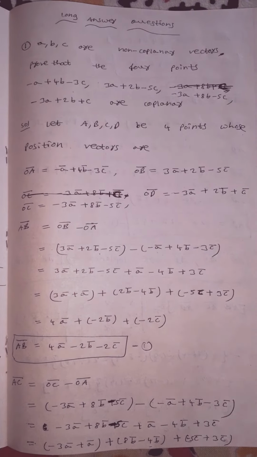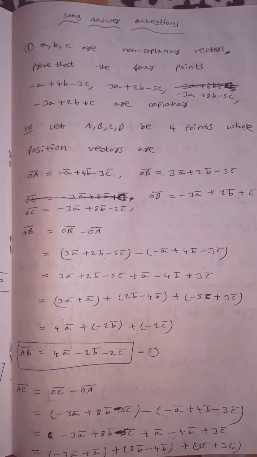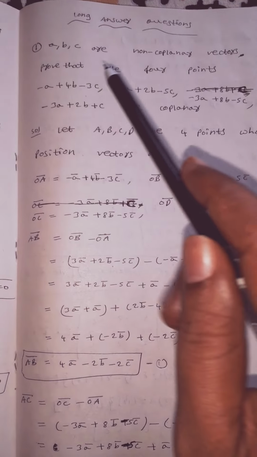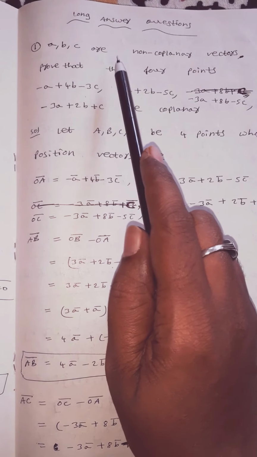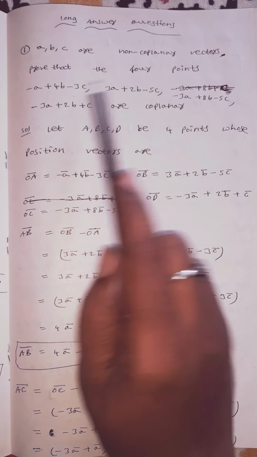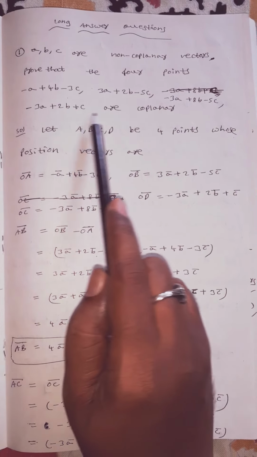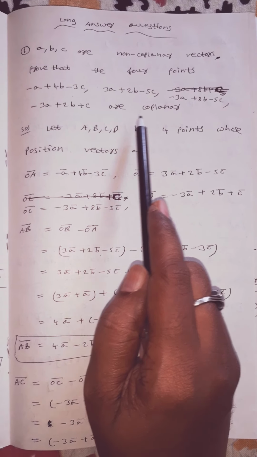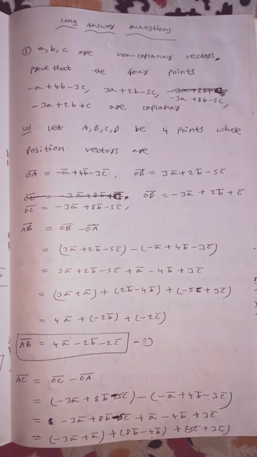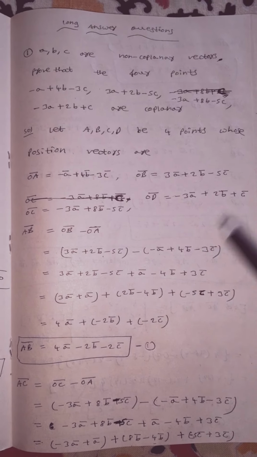So now we will see very important long answers in addition of vectors. I am talking about 7 marks questions. First question: a, b, c are non-coplanar vectors. Prove that the 4 points given are coplanar. This is method number 1.